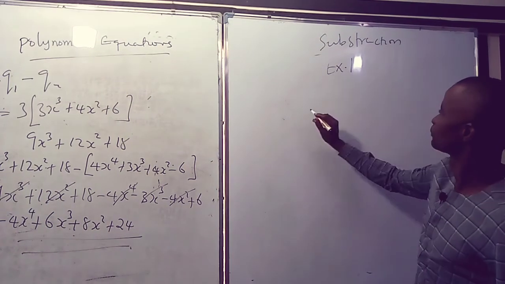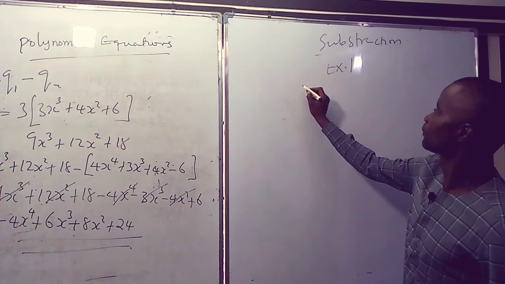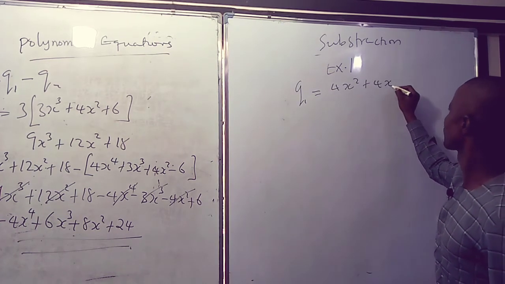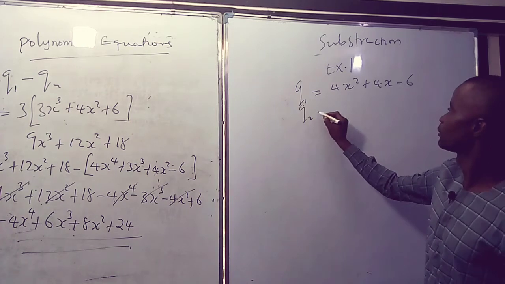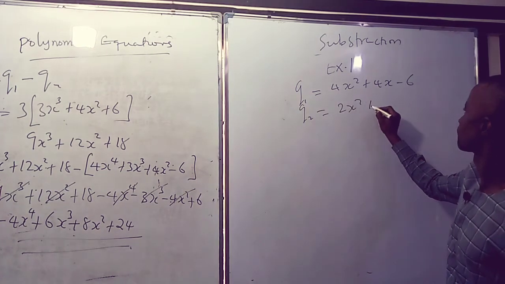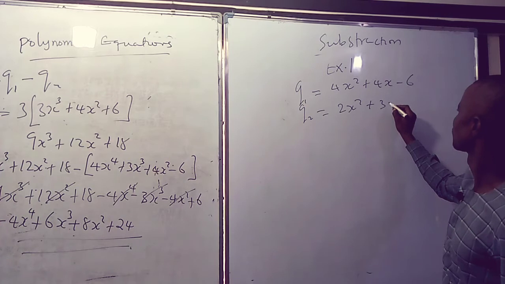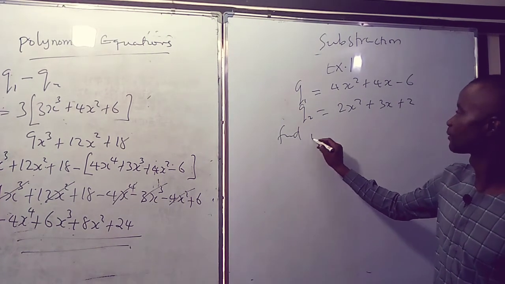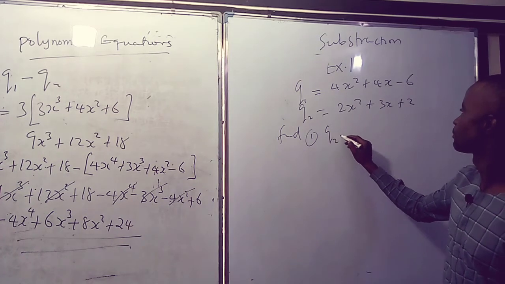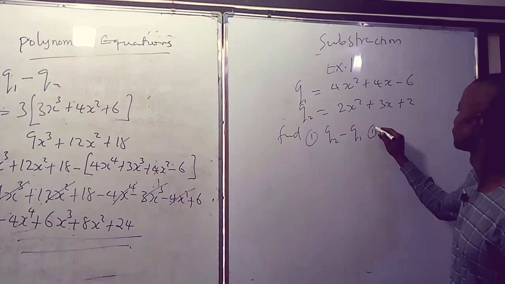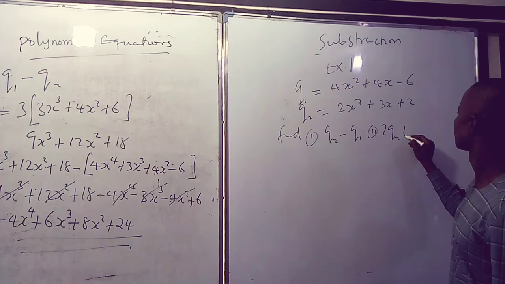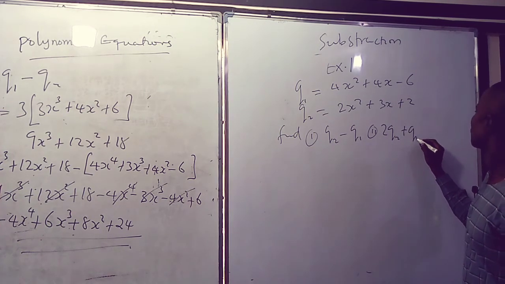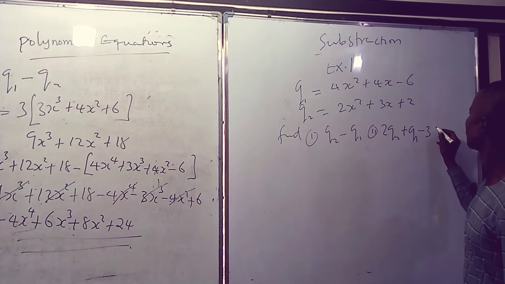Exercise 1. We have Q1 is equal to 4x squared plus 4x minus 6. Q2 is equal to 2x squared plus 3x plus 2. Find 1: Q2 minus Q1, 2: 2Q2 plus Q1, and 3: minus 3Q1.